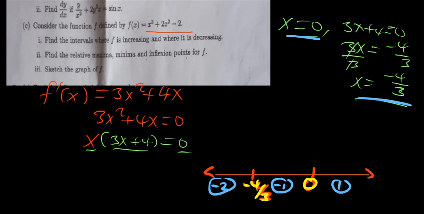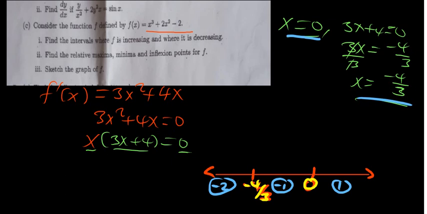Now, I need to get a number which is greater than 0, which I've put there. I've put 1 there. A number which is in between these two numbers, I've chosen negative 1. A number which is less than this one, I've chosen negative 2. But if you want, you can choose negative 3. That is just okay. Is that okay?